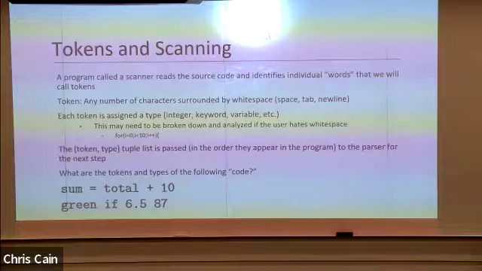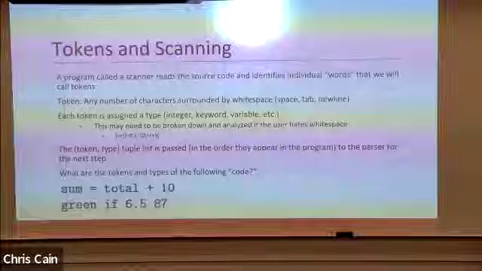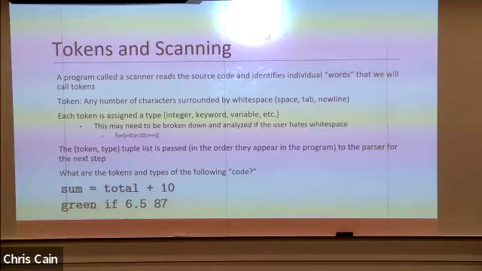In the second line, green is not a keyword, so it is a variable. If is a keyword, we're not allowed to make a variable called if. It has a particular meaning in our programming language. 6.5 would be a double constant or a float constant, and 87 would be an integer constant.